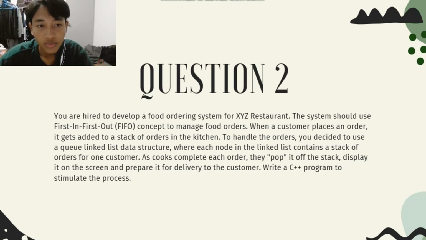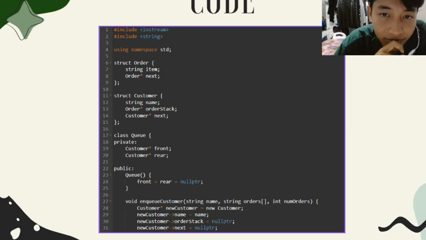I'm going to explain question 2, which is that we need to develop a food ordering system for XYZ restaurants. This system should use the first in, first out concept to manage orders. When the customer places an order, it gets added to a stack. To enter the order, you need to use the queue linked list data structure containing a stack of orders for one customer. Then you can pop the stack when it's done.